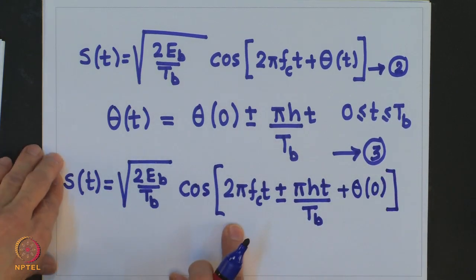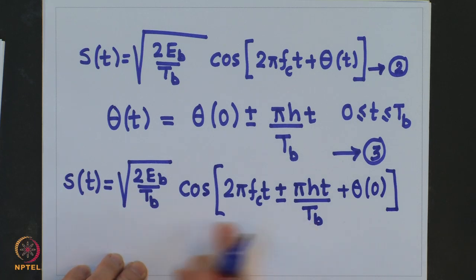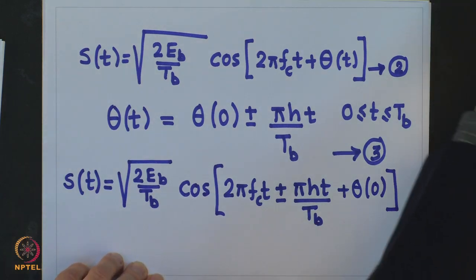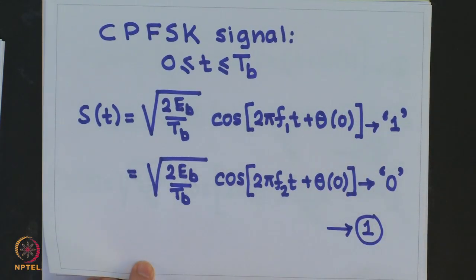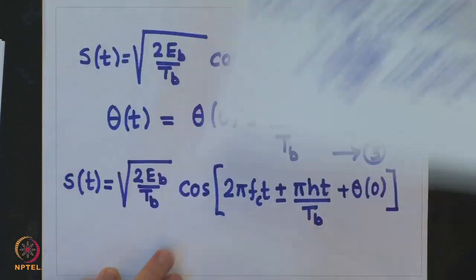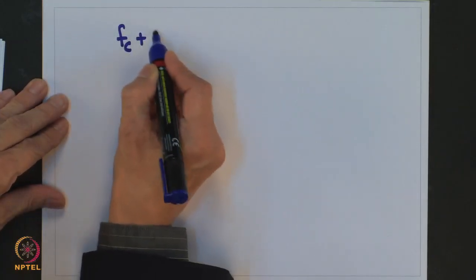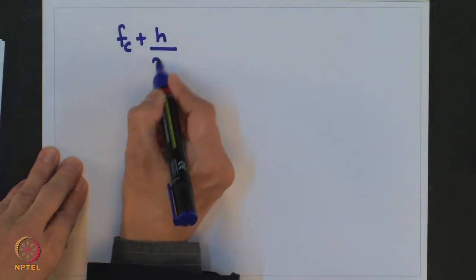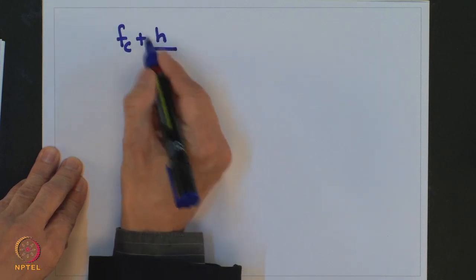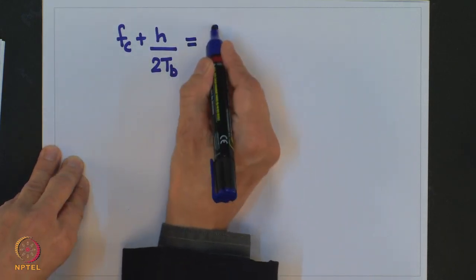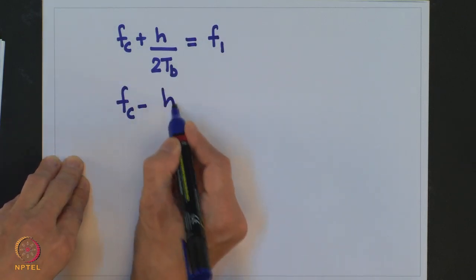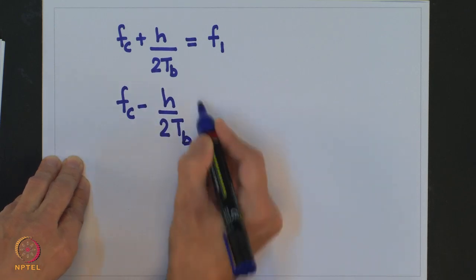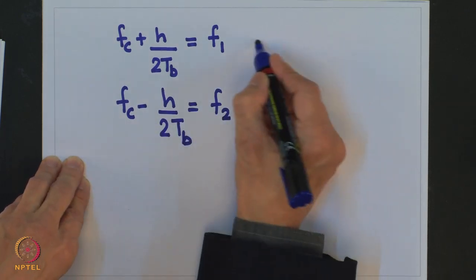So, if we substitute that, and now if we compare this equation with equation 1, it is very easy to see that we can write fc plus h by 2 Tb. We will define h very soon. This is equal to f1 and fc minus h by 2 Tb, this is equal to f2.